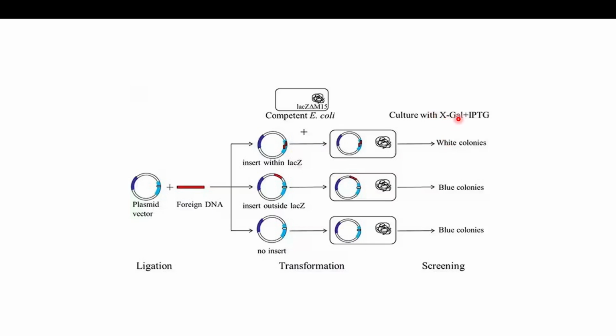So in the presence of X-gal and IPTG, white colonies are there, what we saw in the previous picture. If the insert is there, but it hasn't really inserted at the specific position, then we will get functional beta galactosidase enzyme producing blue colonies. And if the insert hasn't been inserted at all, then also we will get blue colonies, right?